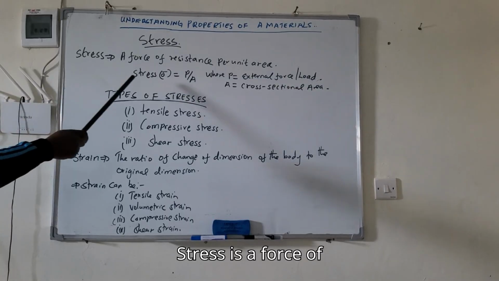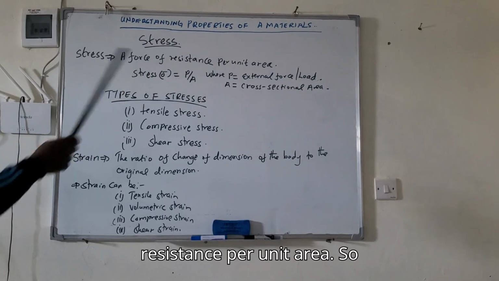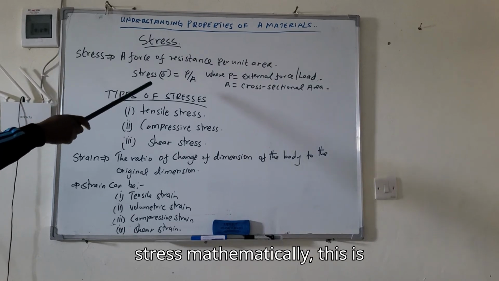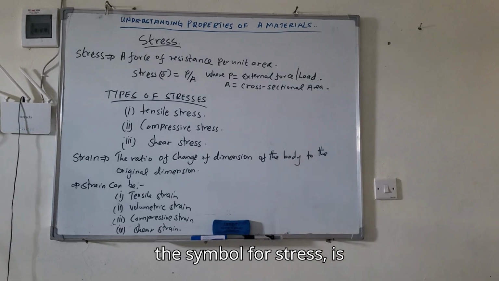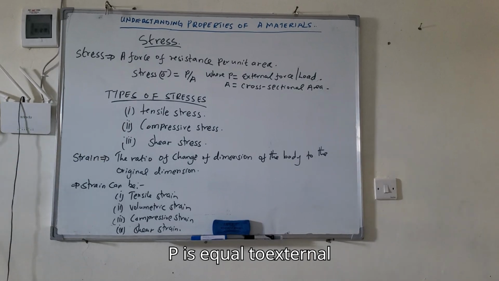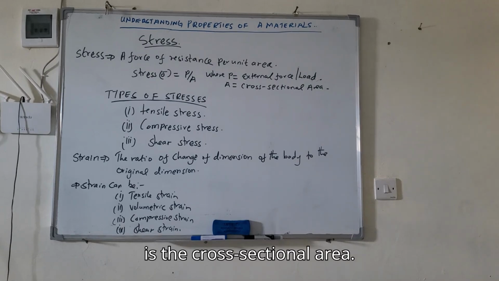Stress is a force of resistance per unit area. Mathematically, the symbol for stress is sigma, equal to P over A, whereby P is the external force or load, and A is the cross-sectional area.